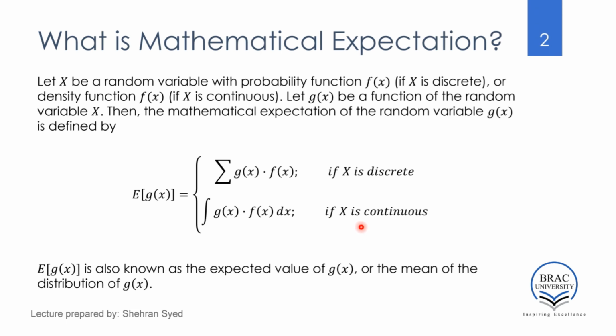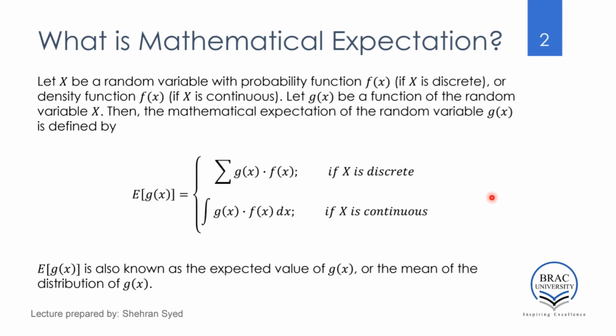Again, to clarify, if x is a random variable and g of x is a function of x, then the expectation of g of x is defined by summation of g of x times f of x if x is discrete, or integration of g of x times f of x dx if x is continuous. So the mathematical expectation of g of x is also known as the expected value of g of x or the mean of the distribution of g of x. This was the general definition of mathematical expectation of a random variable.